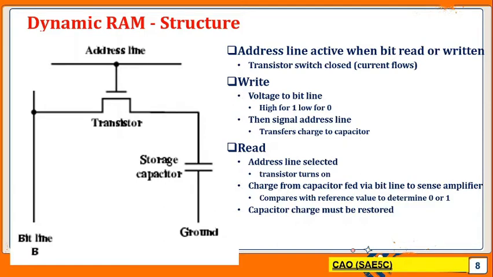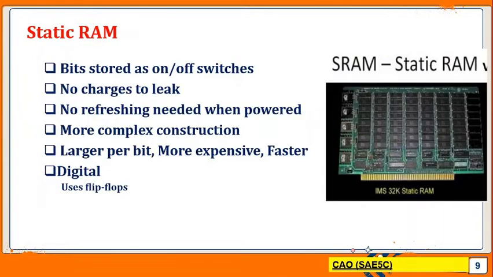Whenever a charge or a voltage passes through a bit line, the transistor opens the switch and the current flows, and it will close for storing the data. Whenever the capacitor is charged, we can see the data has been stored. Whenever there is a leak in the capacitor or in the storage, we can see the data has been read. So this is about dynamic RAM.